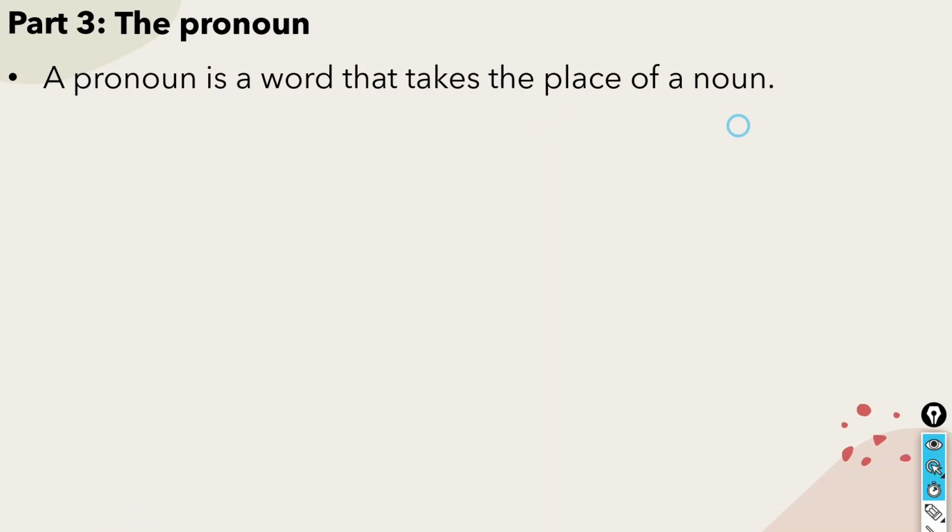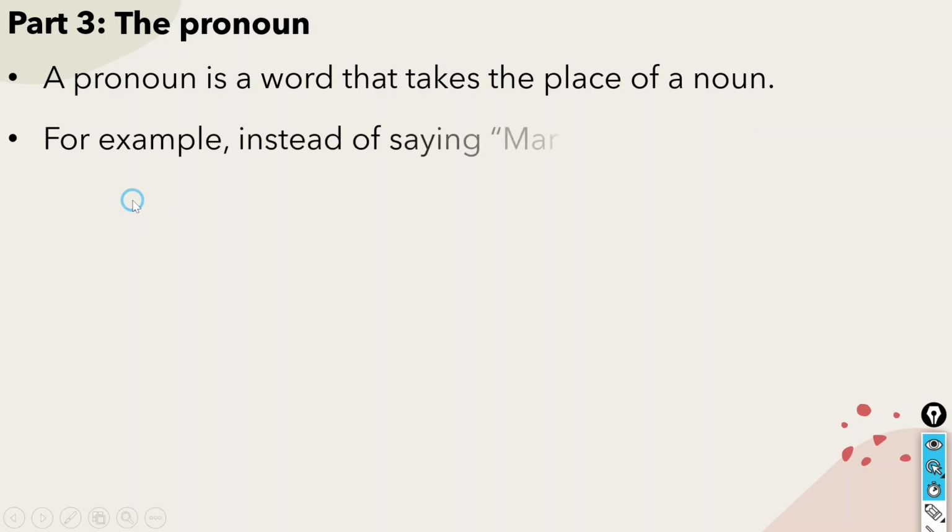Remember, in our previous lesson we said a noun is a naming word for places, objects, human beings and animals. All those names we give to animals, human beings, places and objects are called nouns. There are times when, instead of using the actual name, we replace it with something, and that something is called a pronoun. That's why a pronoun is a word that takes the place of a noun.